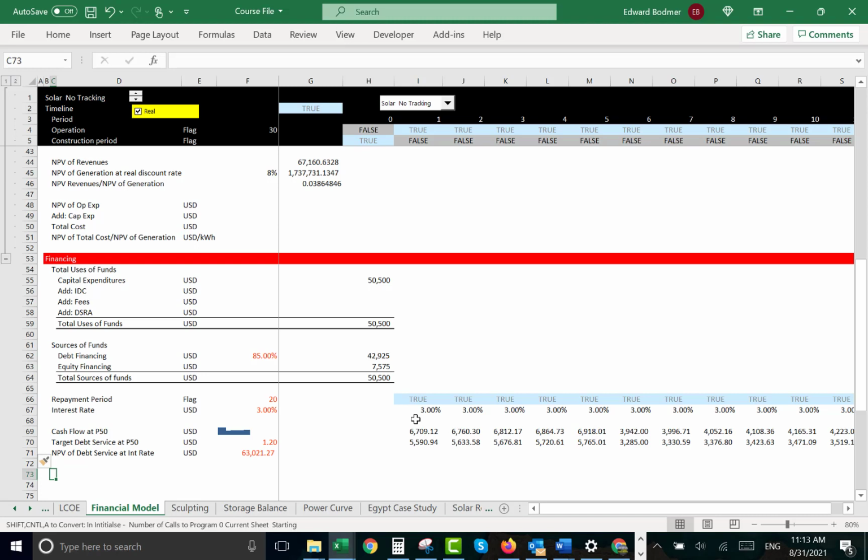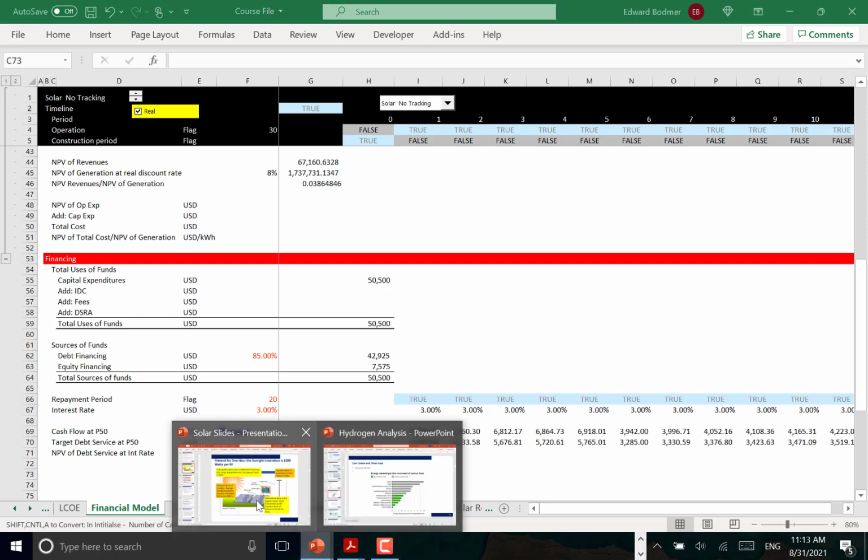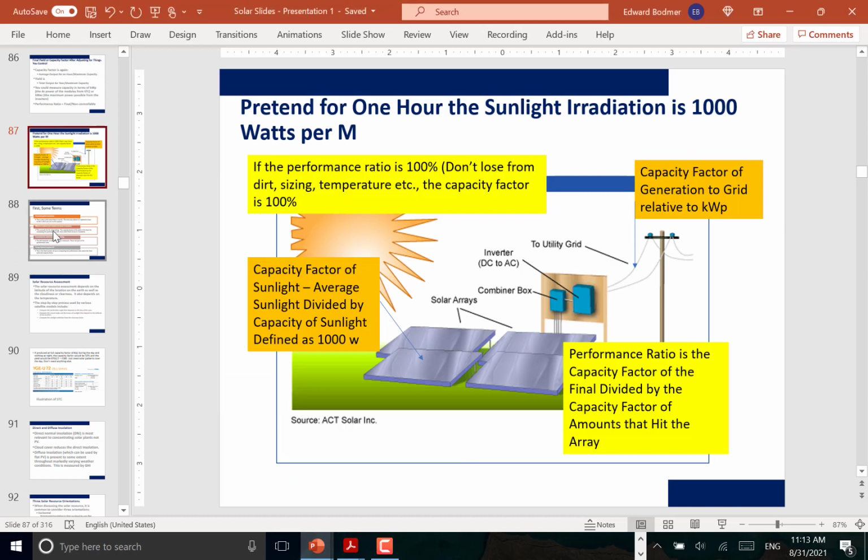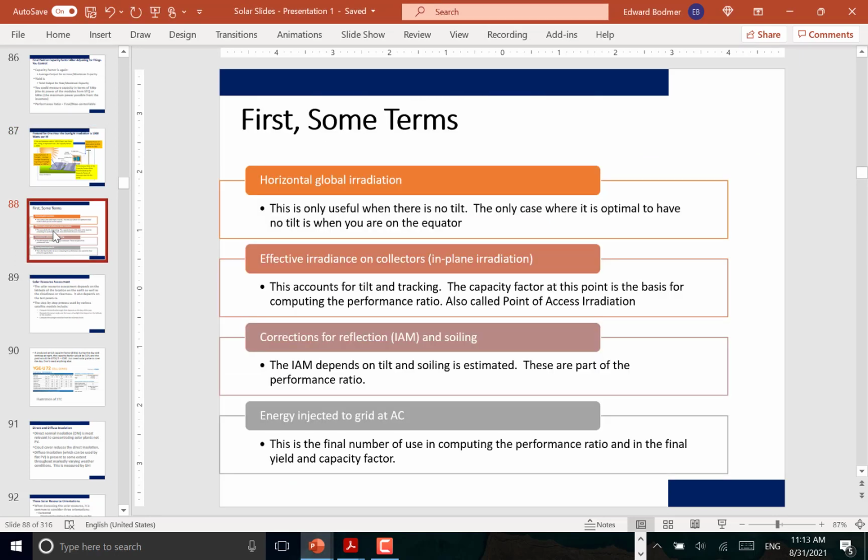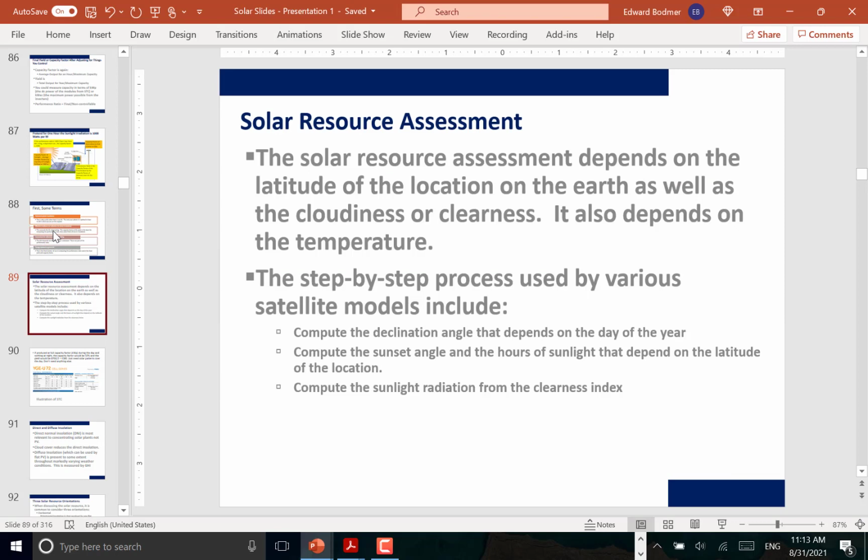And if we have P99, let's say it's a P99 case. Now, in the slides that I need to go over and talk about a little bit more slowly, we're going to go through the resource analysis on a step-by-step basis.